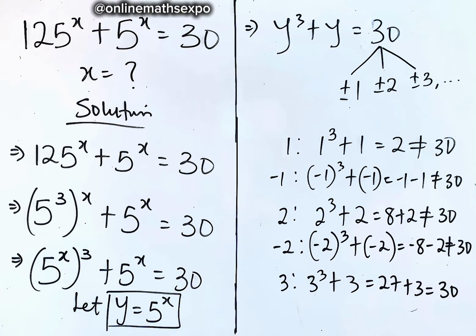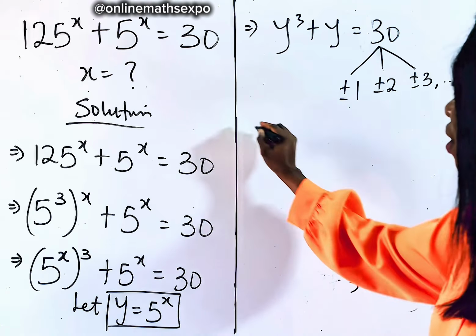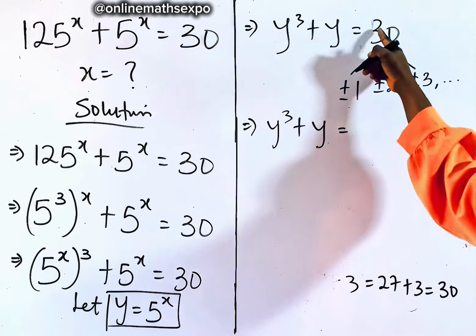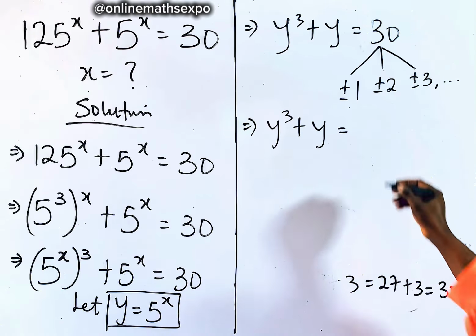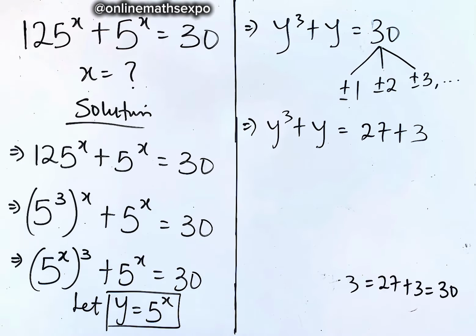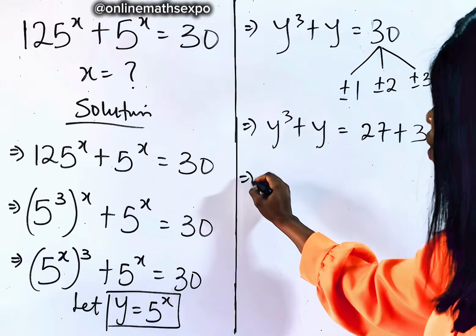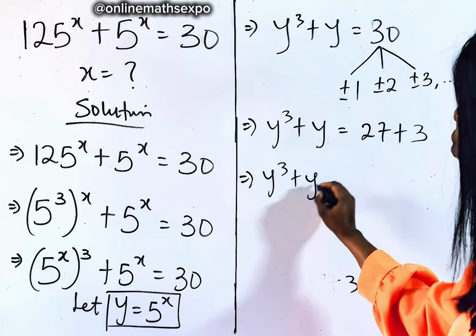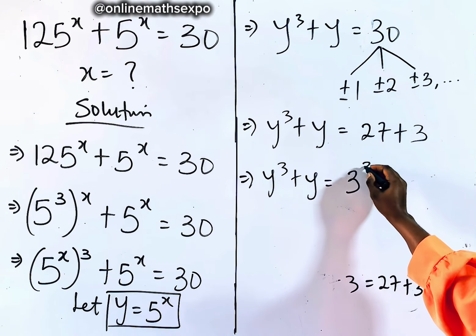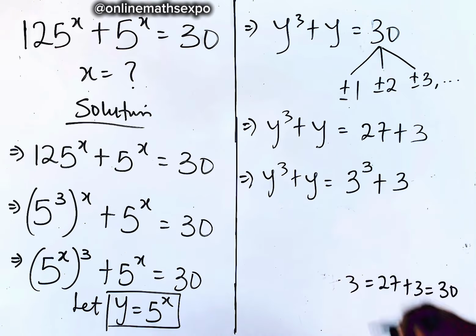So to solve this, we now have that y cubed plus y, this 30, is the same as 27 add 3, from what we have shown. So in that case, we are having y cubed plus y is the same as 27, as we said, is 3 cubed add 3.